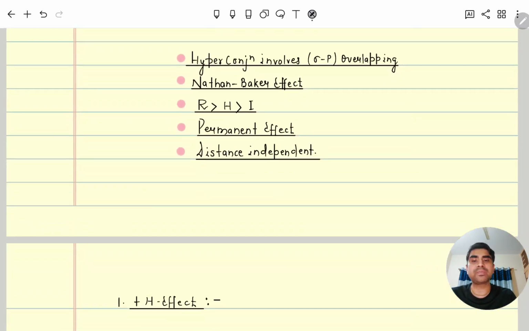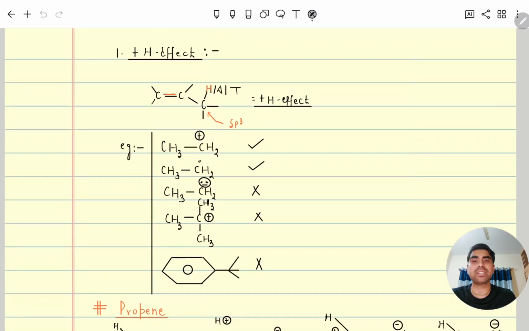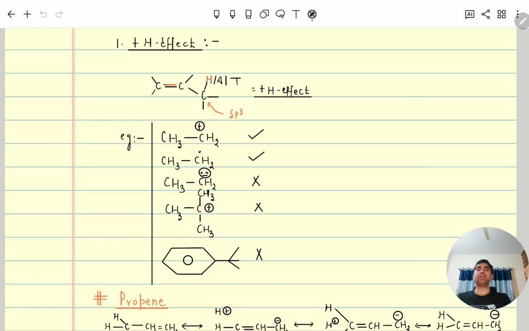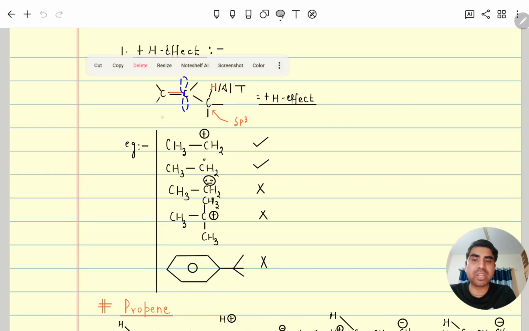Next, moving further, we will discuss that there are two types of effect: plus H effect and minus H effect. So what is plus H effect? If, attached to this sp3 carbon, the sigma electron is moving to the conjugated system, meaning it is giving electron to the conjugated system or that benzene system, then it is called plus H effect. Here you can see the p orbital has only one electron, whereas the sigma bond has two electrons, so overall electron is moving.